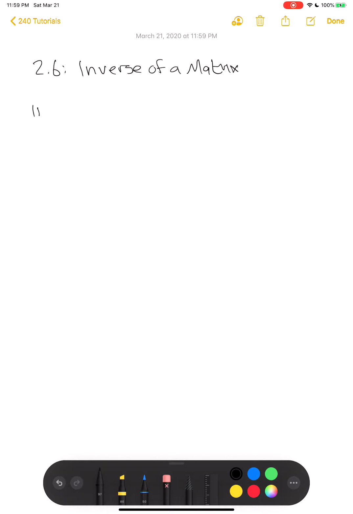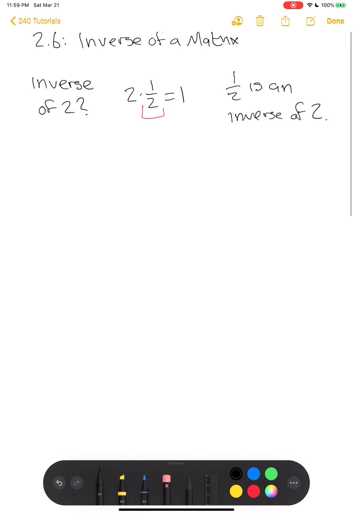So if I ask you, what is the inverse of the number 2? You'd say a half, right? So you know that 2 times 1/2 is equal to 1. So we know that we're able to find a number such that the original number 2 can be multiplied by it to give me 1, which we call the identity. So 1/2 is an inverse of 2. Great. Really quick review there.